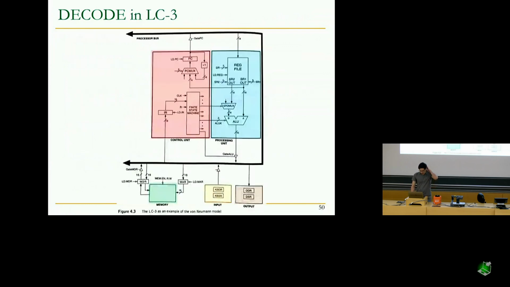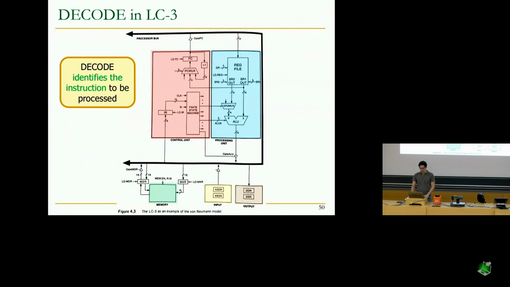So how is this decode stage executed on the LC3 datapath? Decode identifies the instruction. So the finite state machine is fed with the 4 most significant bits of the IR. And afterwards, it will generate the control signals that we need to handle the operation in all the data path components.